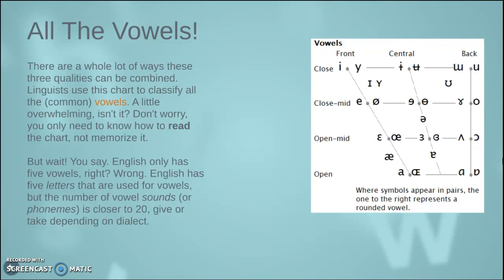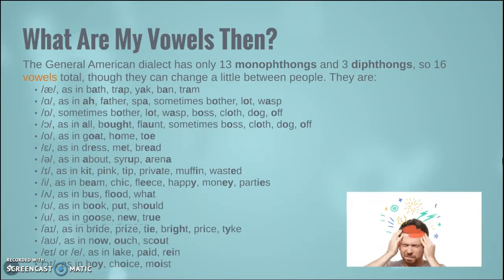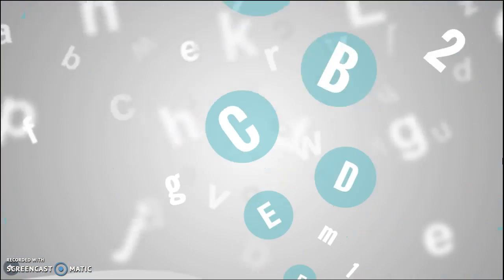So you might think English only has 5 vowels, A, E, I, O, U, right? Wrong. English has 5 letters that are used for vowels, but the number of vowel sounds, or phonemes, is closer to 20, give or take, depending on dialect. Let's have a quick look at the vowels in English. General American dialect has what's called 13 monophthongs and 3 diphthongs, for 16 total. But what are those? We'll come back to this in a second.